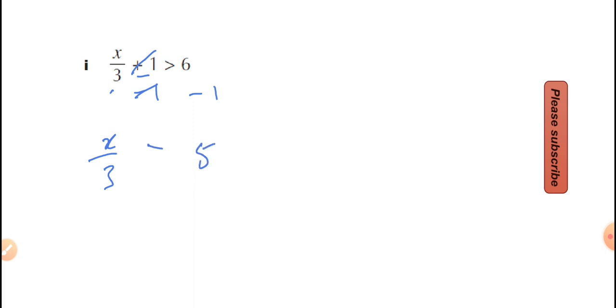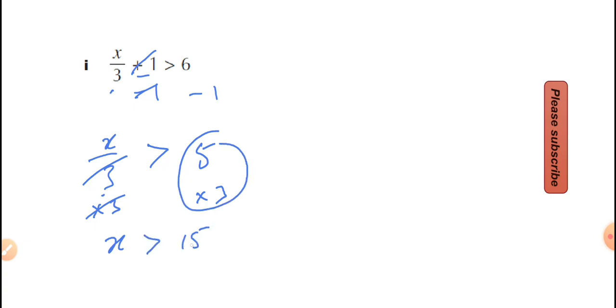And then copy the sign. Now to get rid of this divide 3, we have to times by 3 on the left, we have to times by 3 on the right. So basically times by 3 on both sides. So now the divide 3 and the times 3 cancel out, leaving just x. And on the right hand side, 5 times 3 is 15. So x has to be greater than 15. So this is the answer.